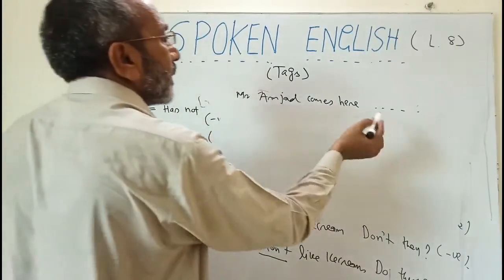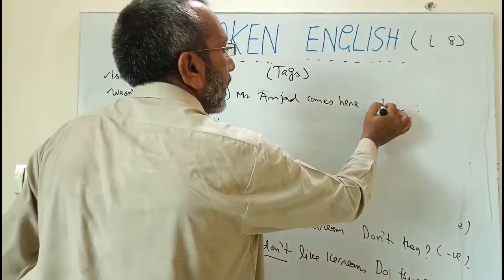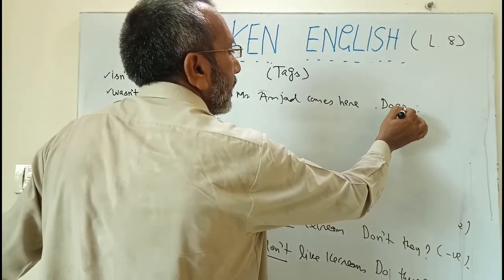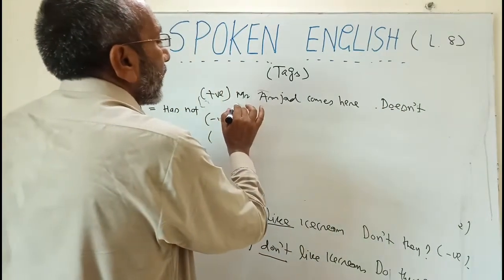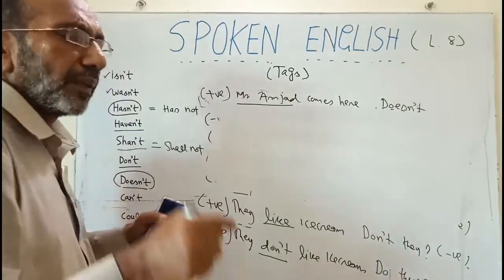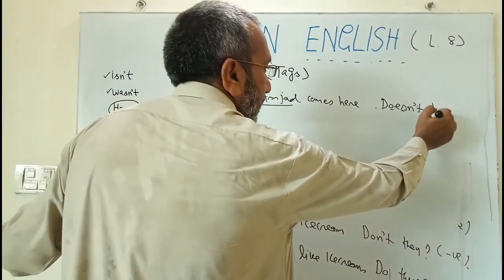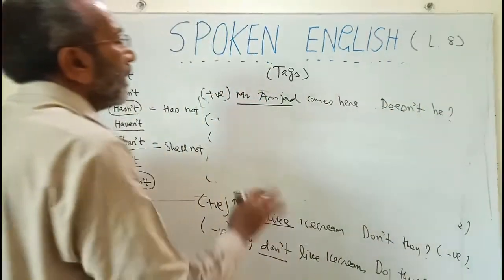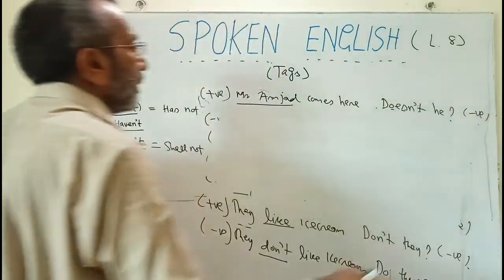So if something comes here that is positive, the tag should be negative, and that is "does" and an apostrophe in "t". And then instead of Mr. Amjad, we will use that pronoun. "Doesn't he?" We never say "doesn't Mr. Amjad?" It was positive, so the tag has become negative. Got it?